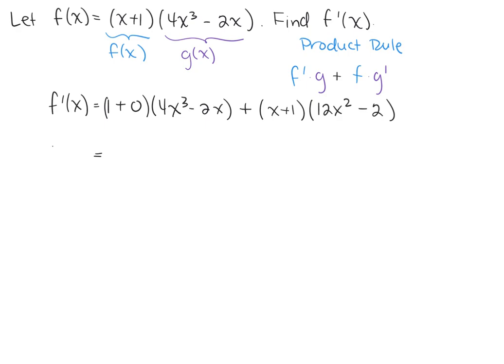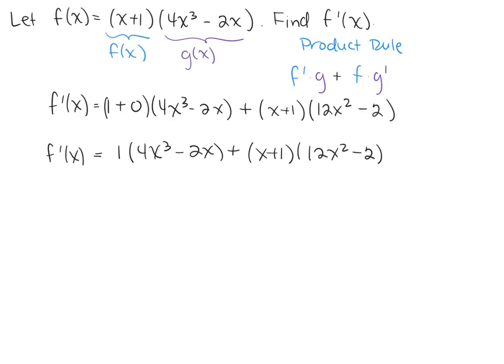Now let's clean this up. So I've got 1 times 4x to the third minus 2x, plus x plus 1 times 12x squared minus 2. And you can just leave your answer like that. This should be sufficient. But if you want to simplify it a little bit more, we can expand this part here and then combine like terms.